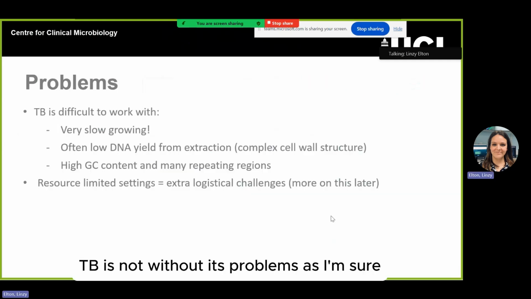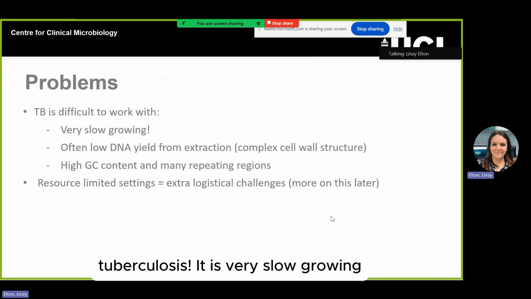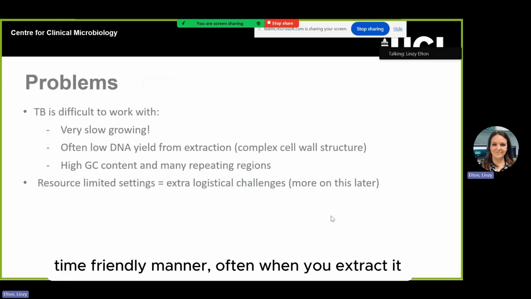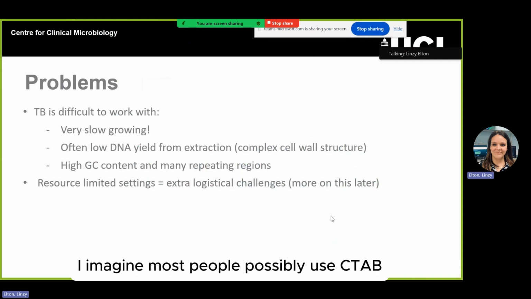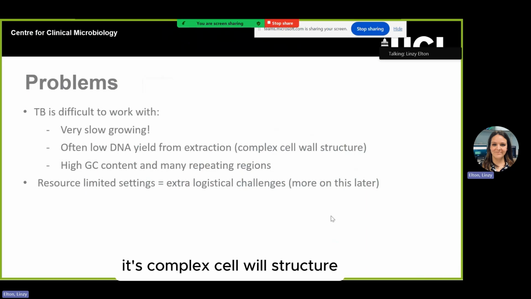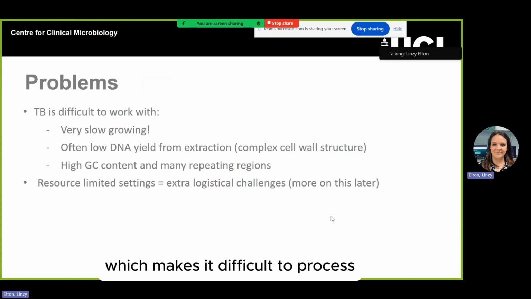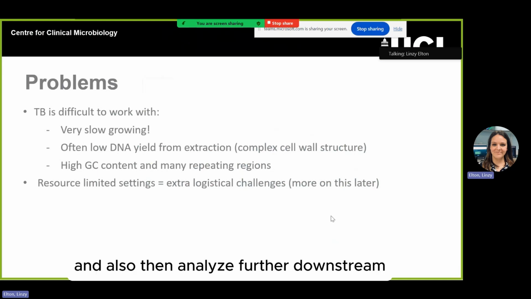TB is not without its problems, as I'm sure everybody knows. I assume everybody works on tuberculosis. It's very slow growing, so it's not very easy to diagnose in a time-friendly manner. Often when you extract it, I imagine most people possibly use CTAB, you get quite a low DNA yield because of its complex cell wall structure, and it makes it quite difficult to break the cells open without damaging the DNA. And the genome has a high GC content and many repeating regions, which makes it difficult to process and also to analyze further downstream.